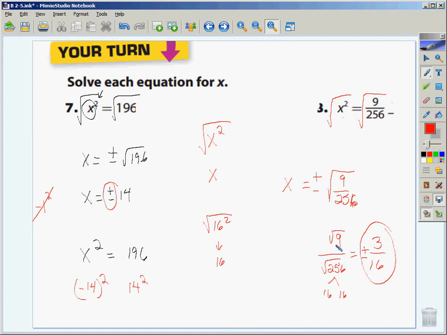How do you get 3 over 16? What is the square root of 9? 3. What is the square root of 256? 16. So when you see a fraction underneath the square root, you just simply take the square root of the numerator and the square root of the denominator separately. Pretty good?